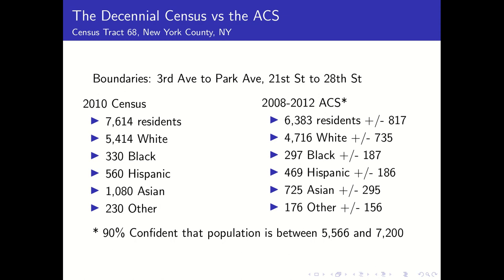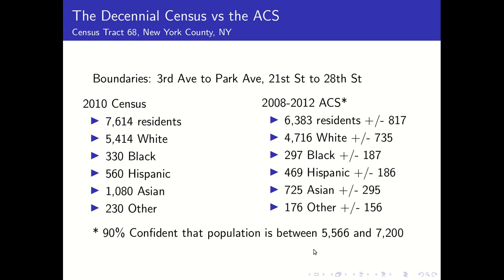In 2010, there were 7,614 residents living in this census tract. Compare that to the 2008-2012 ACS. During this 5-year period, we can say there are approximately 6,383 residents, plus or minus 817. So essentially, the estimate represents the midpoint of a possible range of values, and the margin of error tells us plus and minus that estimate what the range is.